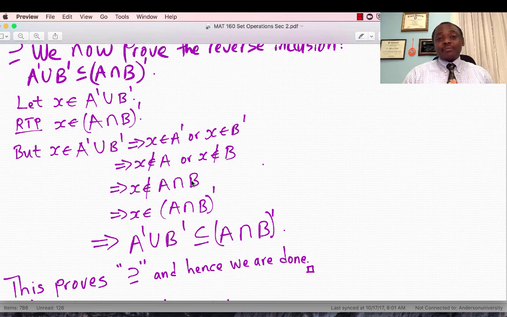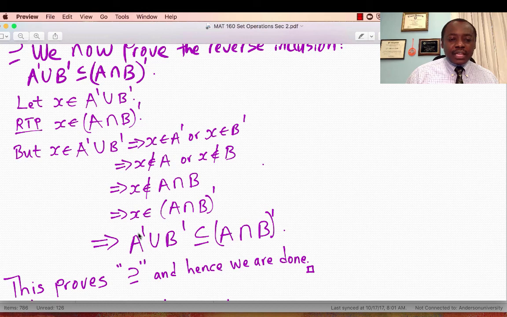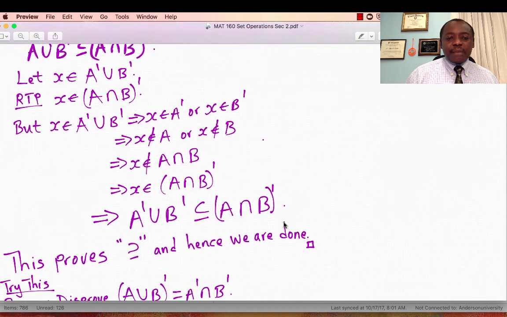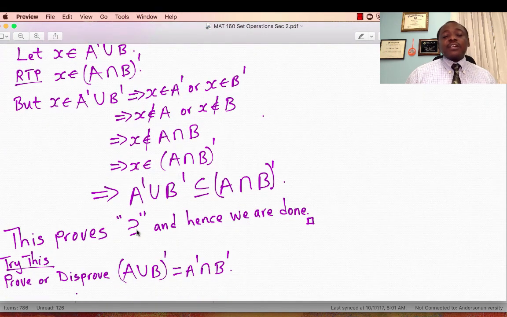You go from one step to the other by definition. So our x came from A prime union B prime, and now we are at (A intersection B) prime. So we conclude that A prime union B prime is a subset of (A intersection B) prime, and this proves the reverse inclusion, and hence we're done.